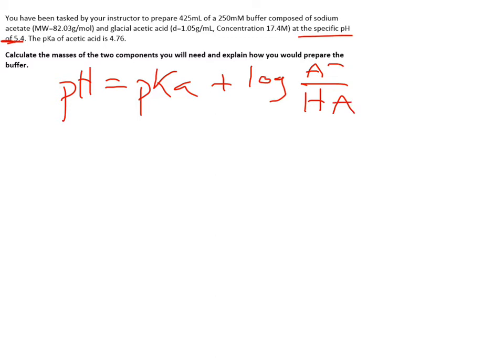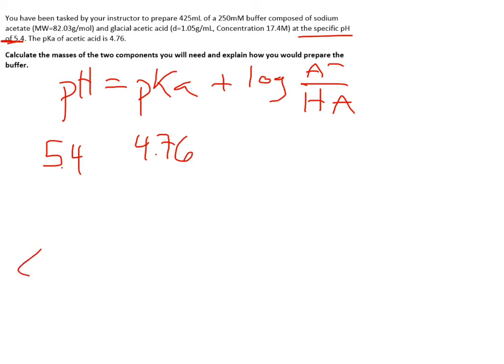pH equals pKa plus the common log of A over HA. Now in this case, we should first spend a little bit of time talking about some of these items. So pH, of course, is the pH. We actually know that that's 5.4. That's the pH we want to make the buffer at. pKa is a number set in stone. That is, in this case, 4.76.